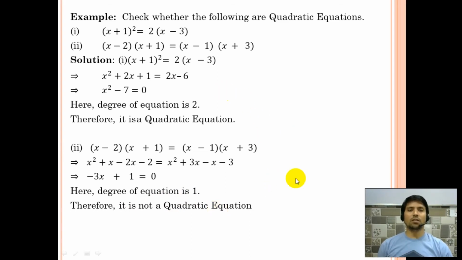So here we have discussed two examples, in which an equation may or may not be a quadratic equation. We come to know this when we see whether the square term is present or not. If the square term is present, then we can say it is quadratic, otherwise it is not a quadratic equation.